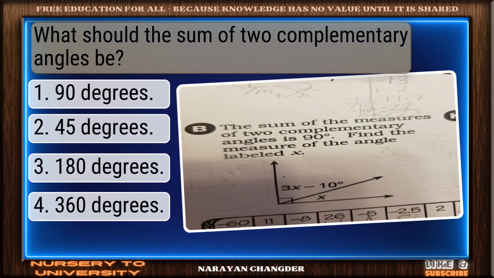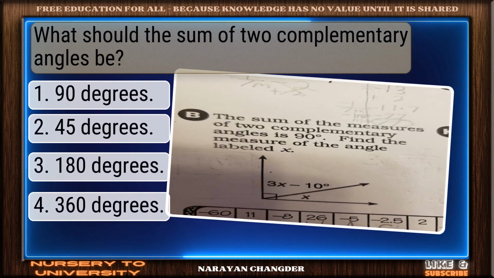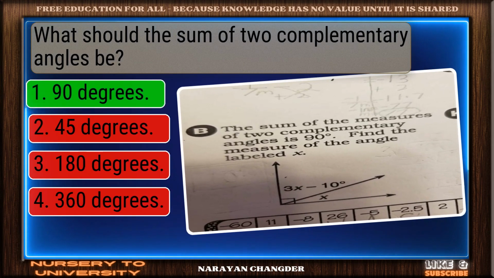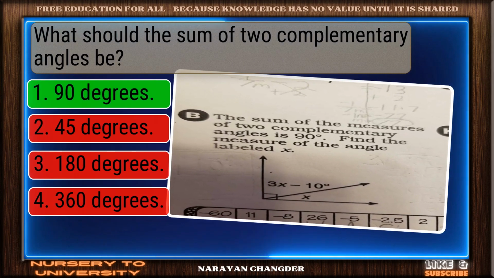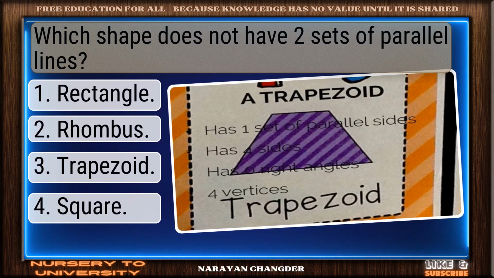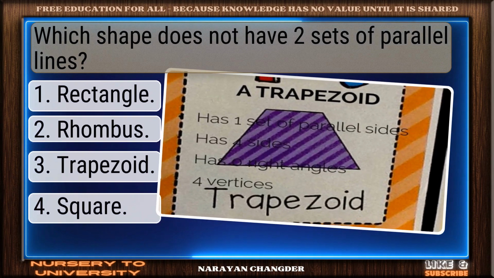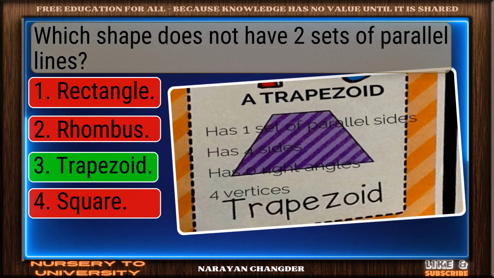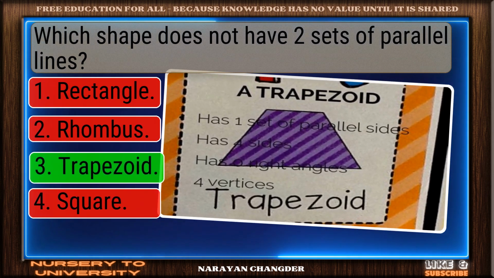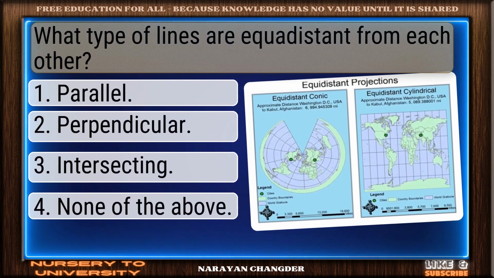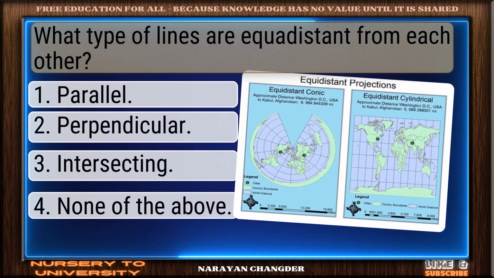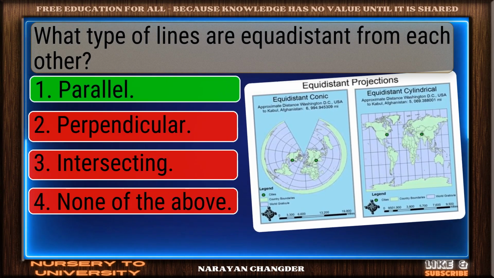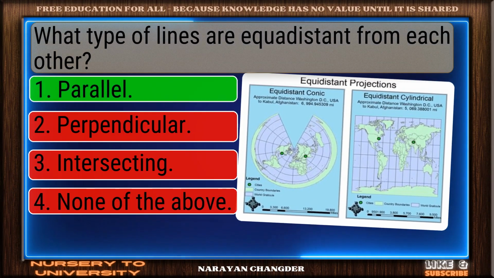Question number 169. What should the sum of two complementary angles be? Sharp thinking. 90 degrees is the right choice. Question number 170. Which shape does not have two sets of parallel lines? Excellent. Trapezoid is a brilliant choice. Question number 171. What type of lines are equidistant from each other? Strong choice. Parallel is the right answer.